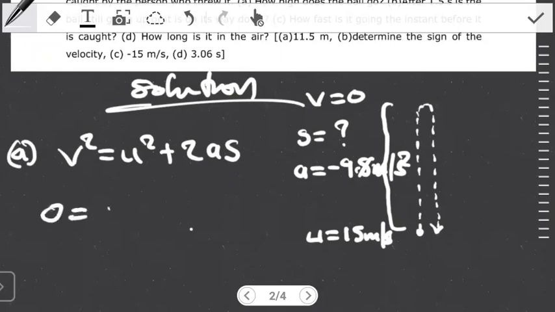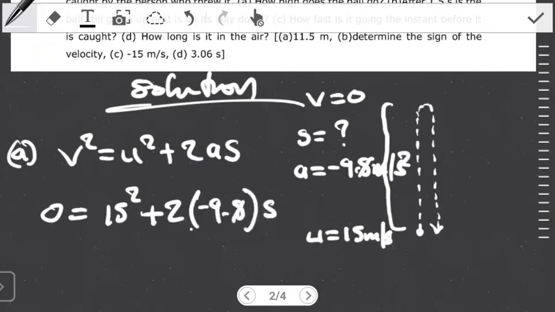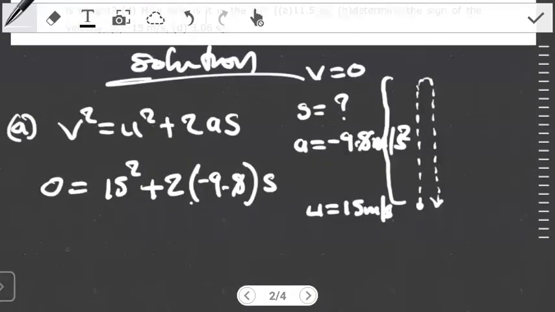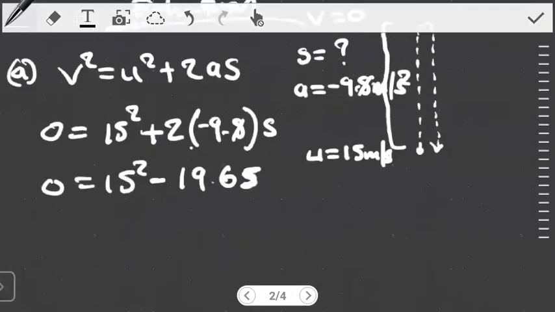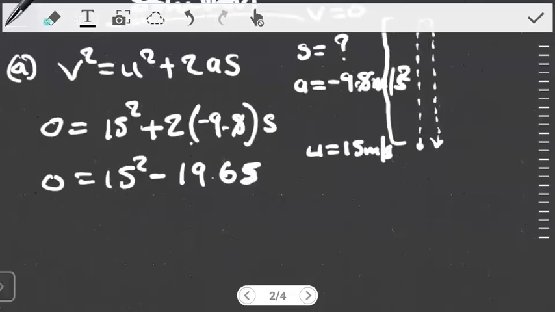This projectile was thrown with 15 meters per second, vertically upwards, plus 2 multiplying negative 9.8, multiplying the displacement S. So here I want to find displacement, so I will make displacement the subject of the formula. First, if I multiply this, I'm going to have 0 is equal to 15 squared minus 19.6 S, where S is for displacement. I hope you guys won't be confused. This is an S, not a 5.